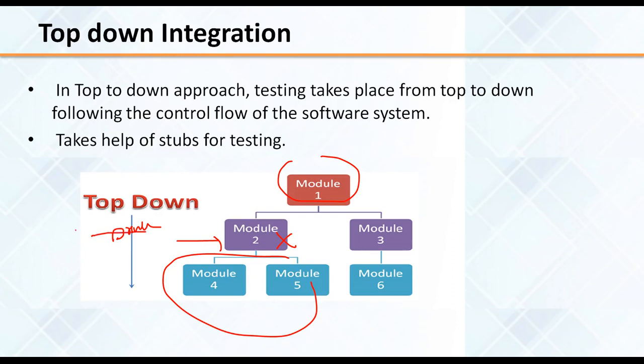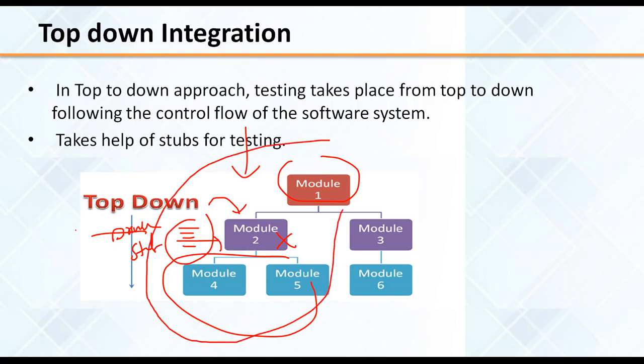We are coming from top to bottom, right? In the top-to-bottom approach, if any sub-module is not yet ready, instead of that sub-module we create a temporary program called a stub. This will assist instead of sub-module 2. Now we can perform the integration test. So this is the top-down approach. Stub as well as driver are exactly the same. The only difference is theoretical, there is no practical difference.